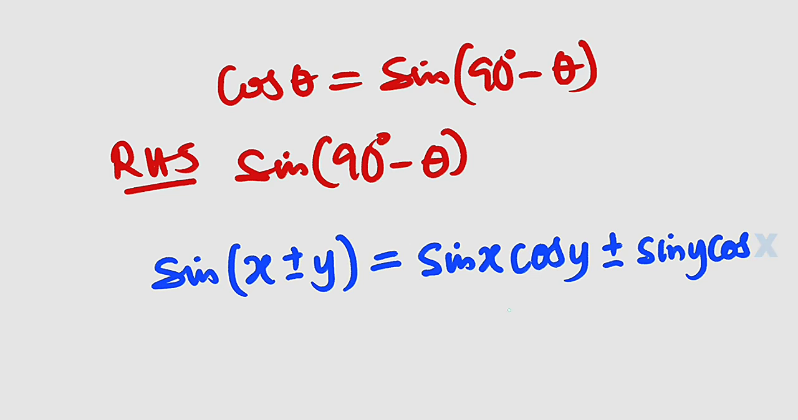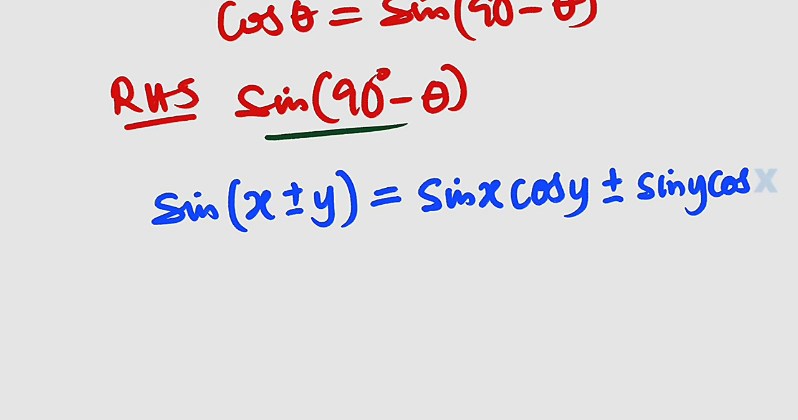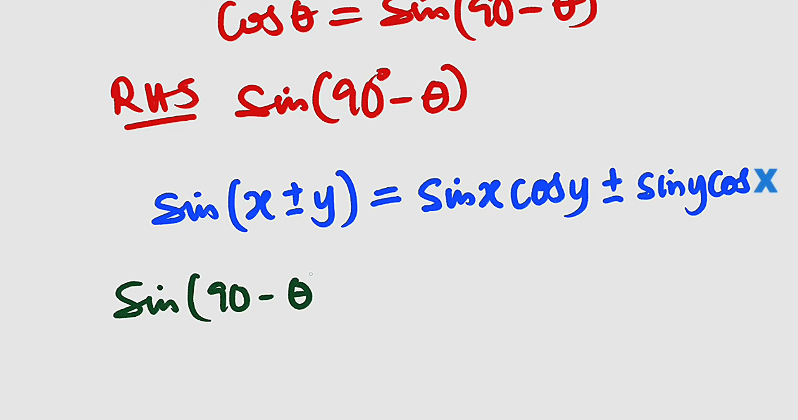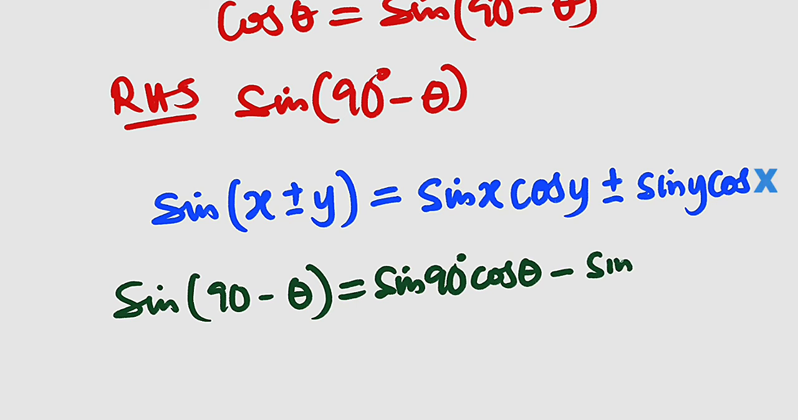Let me apply the same thing to expand this. Therefore, sine of 90 minus theta, for which x equals 90 and y equals theta, we have sine of the first angle, which is 90 degrees, multiplied by cosine of the second angle, which is theta. Then because we have minus, I will use minus. Then sine of the second angle multiplied by cosine of the first angle, which is 90 degrees.